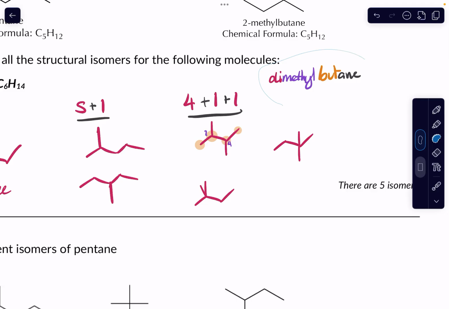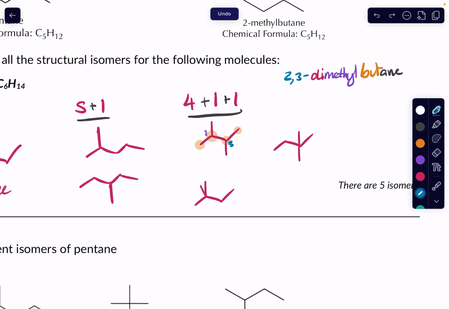Now, what else is important is where those methyls are. The first one is on 2, so I'm going to name this one 2, 4, on 2, 3, sorry, my apologies. 2, 3 dimethyl butane. And that's the name for this guy.